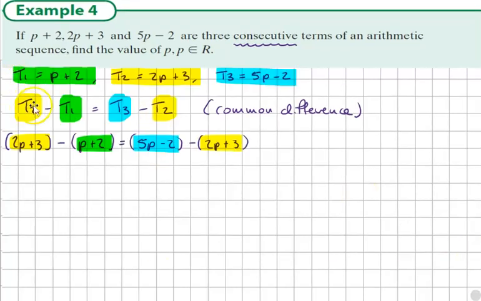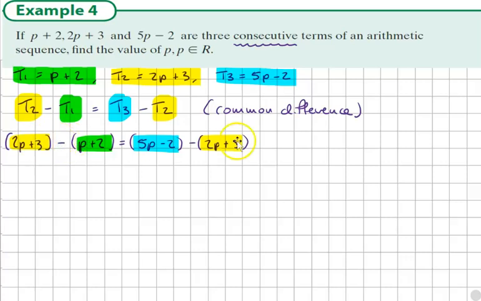So I'm going to replace term 2 with 2p plus 3 in brackets. I'm going to bring down the minus. I'm going to replace t1 with p plus 2 in brackets. Bring down the equals. Replace term 3 with 5p minus 2 in brackets. Bring down the minus. And replace t2 with 2p plus 3 in brackets. The brackets are really, really important, especially for p plus 2 and 2p plus 3. So that's the sequences part.